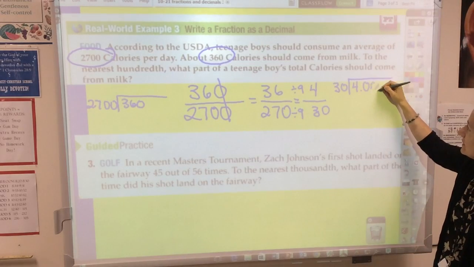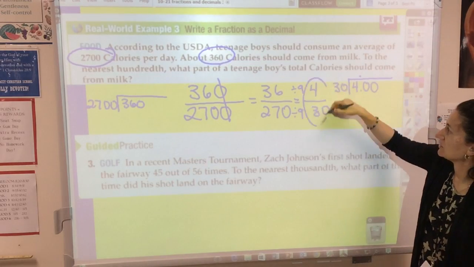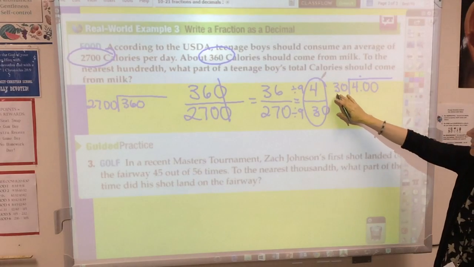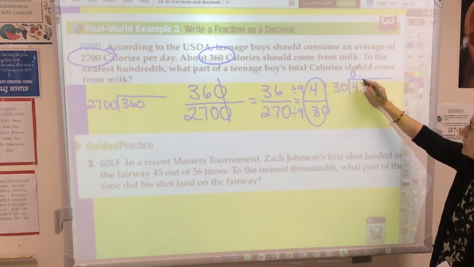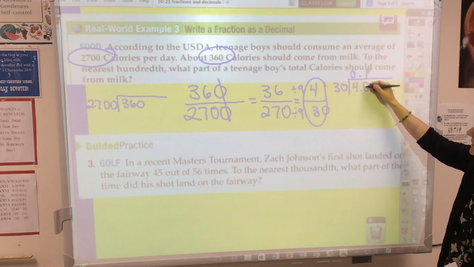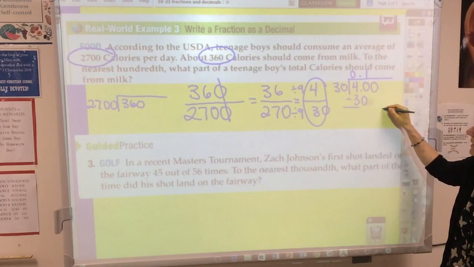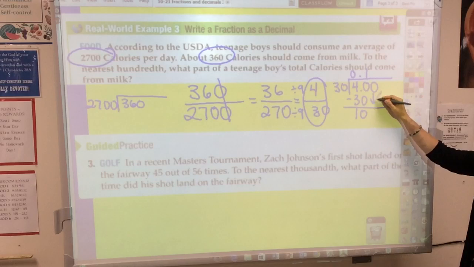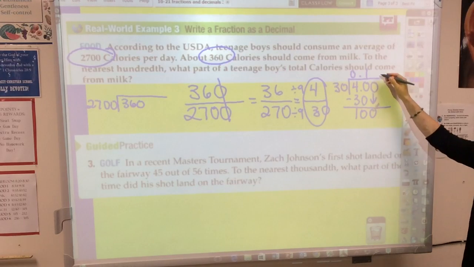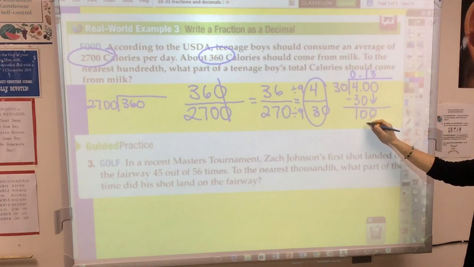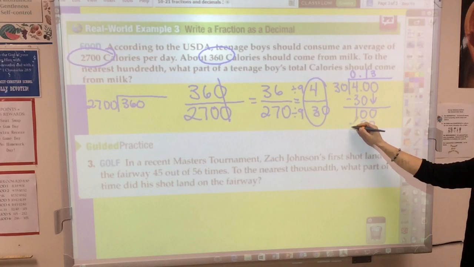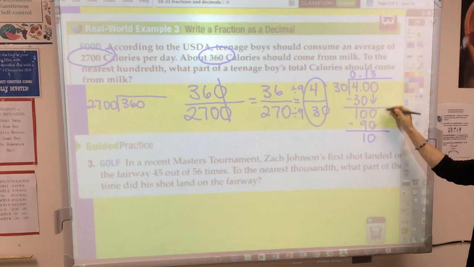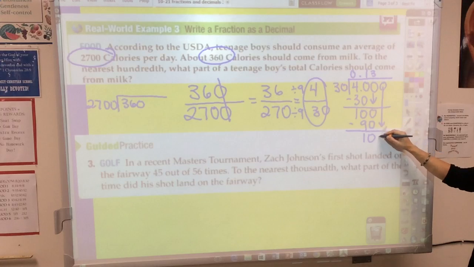Okay, so now I can convert this fraction to a decimal. So 30 doesn't go into 4. 30 goes into 40 one time. Remainder 10. Bring down the 0. 30 goes into 100 3 times. 3 times 30 is 90. Remainder 10. And look what's happening here.